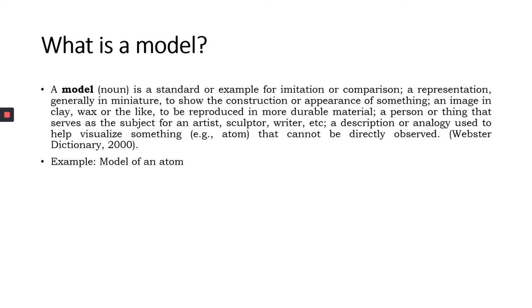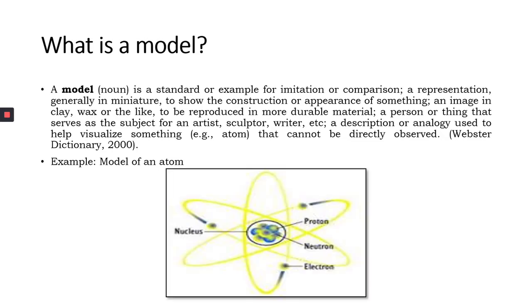Let's take a look at one example of how a model works and how it is used, especially in physical science. Now, you're already familiar with the model of an atom. You can imagine right now and conjure an image of what an atom looks like. So you already have this idea of what an atom looks like, right? So it must somehow look like this.